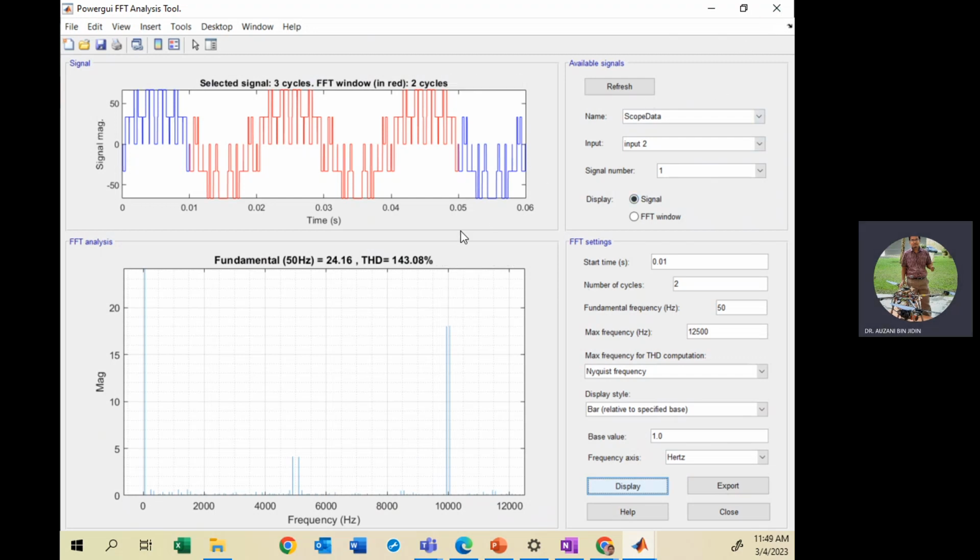Okay, so now you have seen the effect of adjusting two control parameters, the modulation index and also the modulation ratio. The modulation index is used to adjust the fundamental component. The modulation ratio is used to adjust the location of the harmonics. Okay, clear.